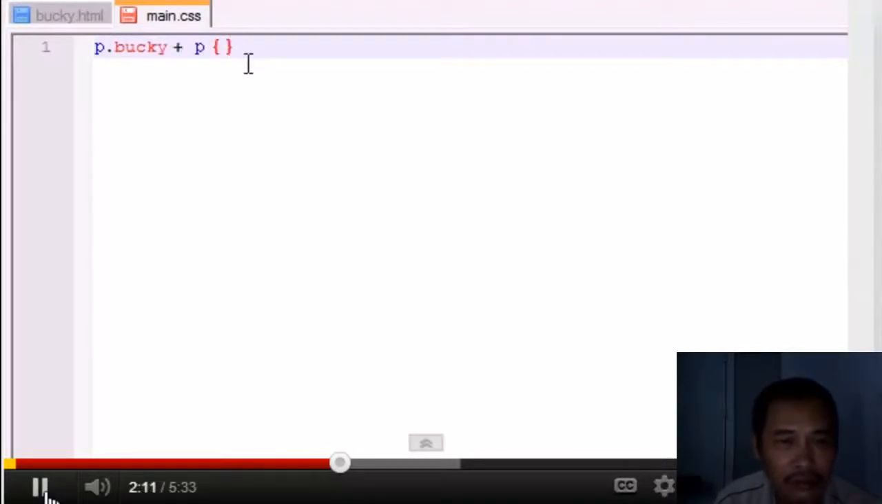Go ahead and write Bucky plus paragraph. So this is saying, okay, and what color can I make this? Did I make the last one green? I'll make this one blue.